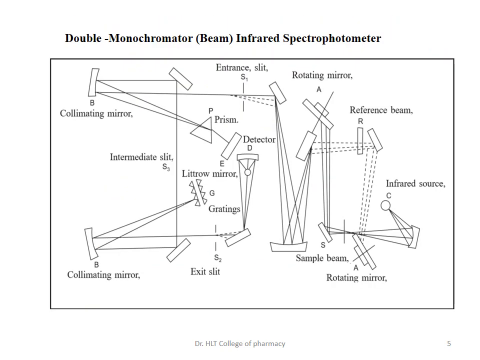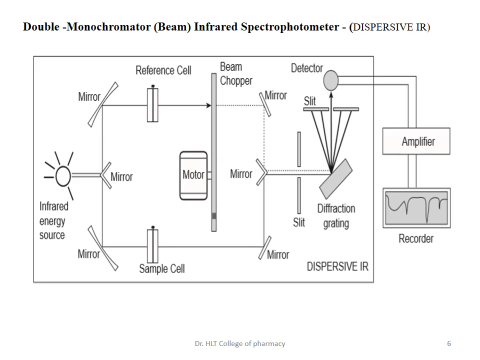This is the double beam infrared spectrophotometer. You can see the two beams, the reference beam and the sample beam, are collimated on the collimating mirrors. Two mirrors are there. This is a simple diagram of the double beam infrared spectrophotometer. It is also called a dispersive IR spectrophotometer.